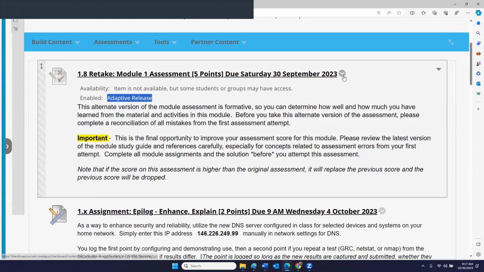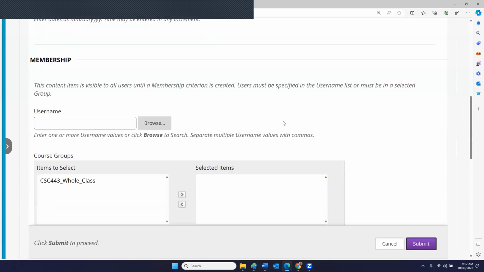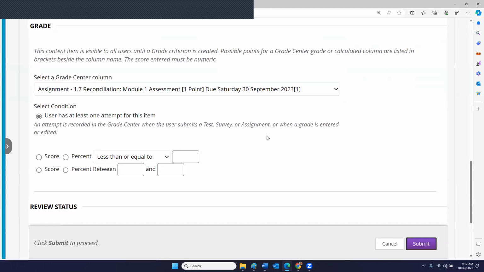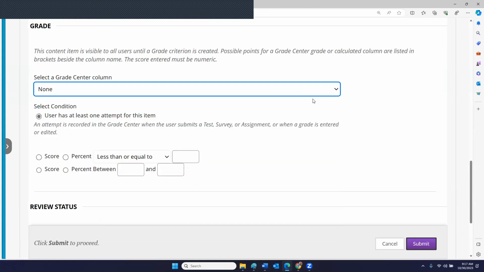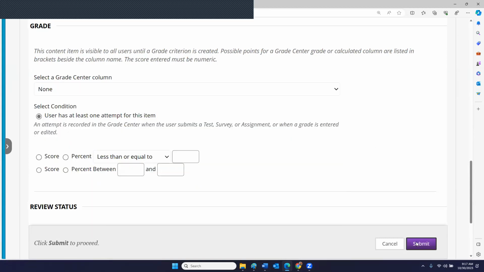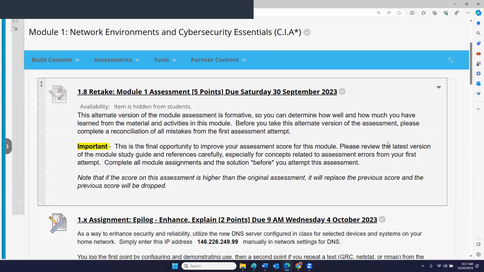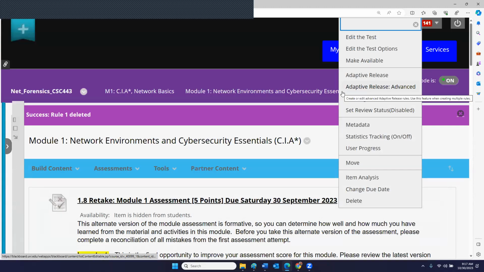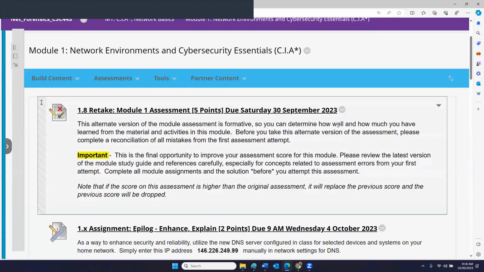What I can do is open up the adaptive release option and remove it and say, okay, if you want to take it without reconciling your mistakes, you can. And wait a minute, it says the item is still hidden from students. That should not be the case. So yeah, in my case, I actually did do the reconciliation, but it still isn't showing.